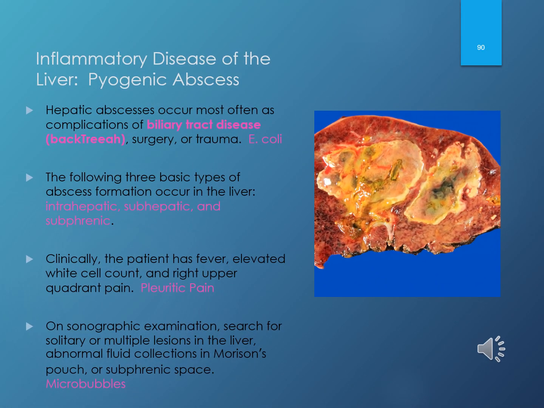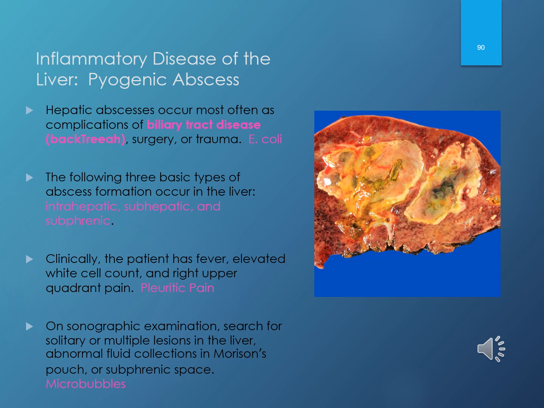Our first inflammatory disease of the liver is a pyogenic abscess, pyo meaning pus. Hepatic abscesses occur most often as complications of biliary tract disease, surgery, or trauma. These are bacterial infections, often caused by E. coli. You're probably familiar with E. coli. It tends to be a culprit in food poisoning or urinary tract infections. So since it's a bacteria in the biliary tract disease, a little mnemonic for you could be bacteria.